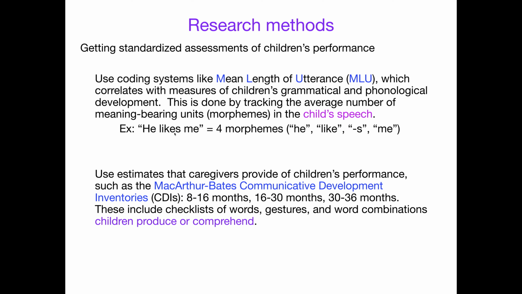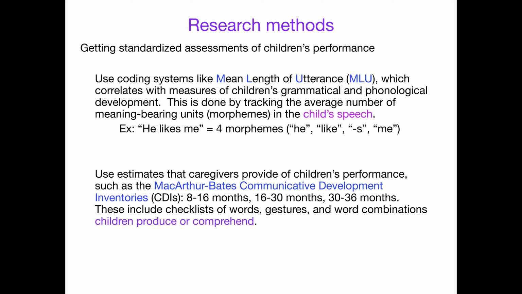"Likes" is actually 2 different morphemes: the liking event, and that little "s" actually is a morpheme because it indicates the fact that it's a third person singular, he, she, or it, that's doing the liking. So it's actually a separate meaning-bearing unit. And then "me," who's the speaker, right? So you're tracking these kinds of units and the average number of them in the child's speech.